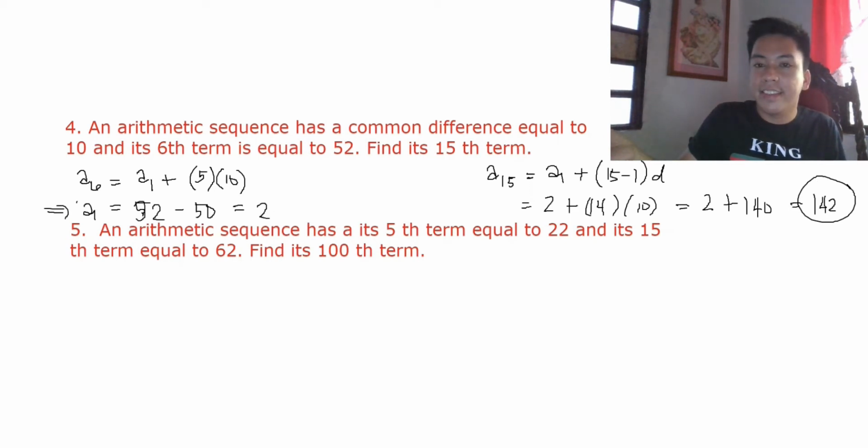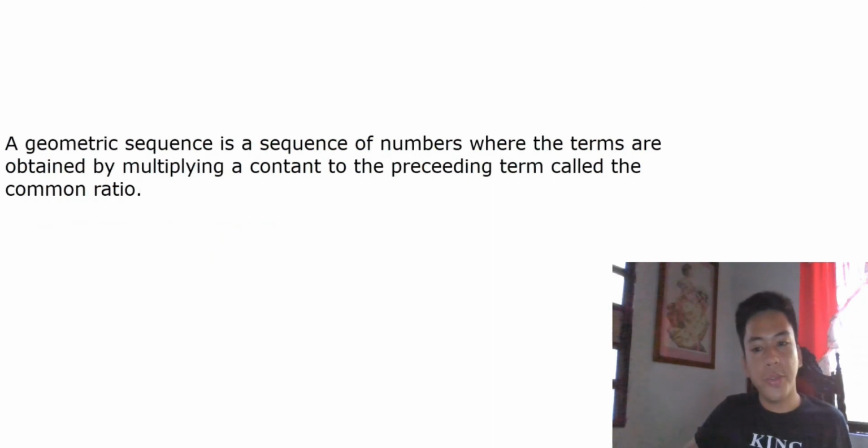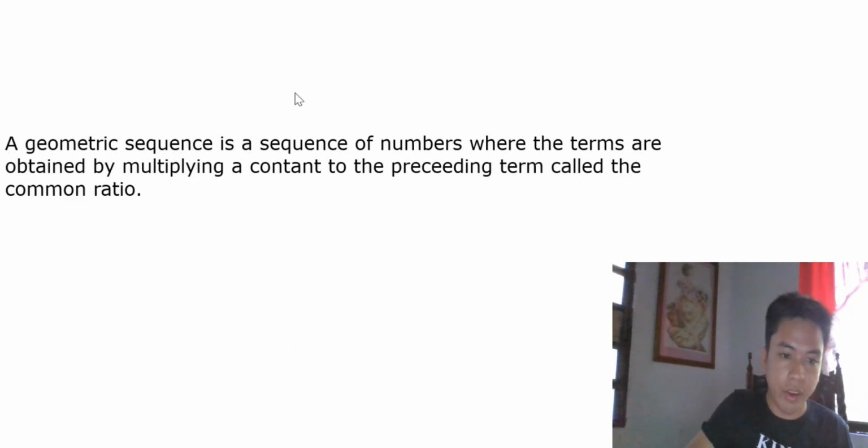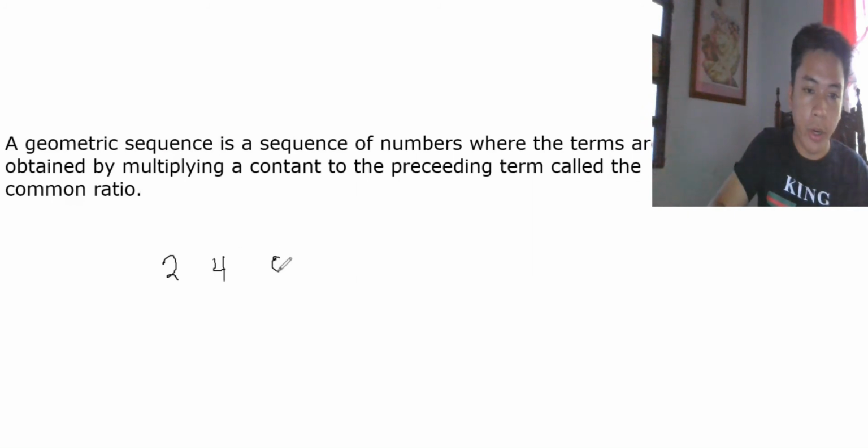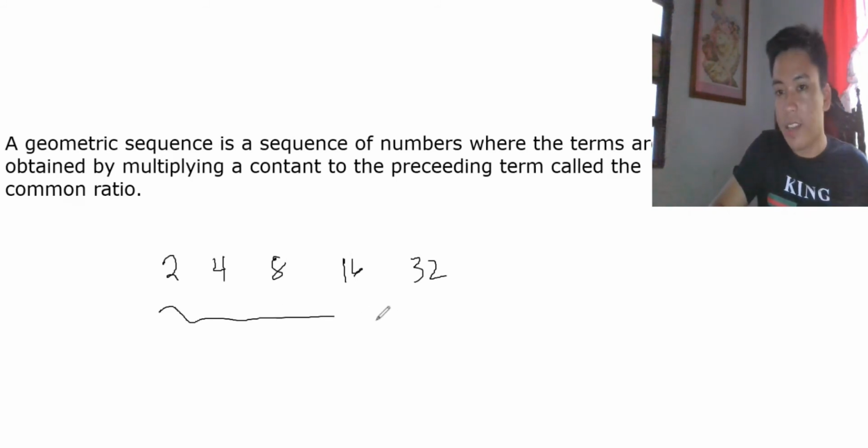That's it. Okay, so let's go to geometric progression or geometric sequence. A geometric sequence is a sequence of numbers that follows a pattern where the next term is found by multiplying by a constant called a common ratio. So let us consider, for example, you have the sequence 2, 4, 8, 16, 32. So this is a geometric sequence.